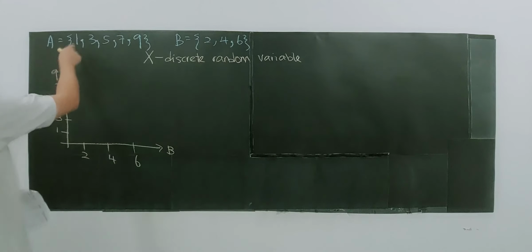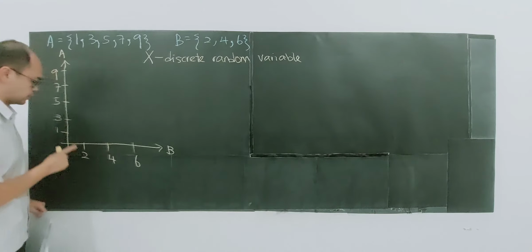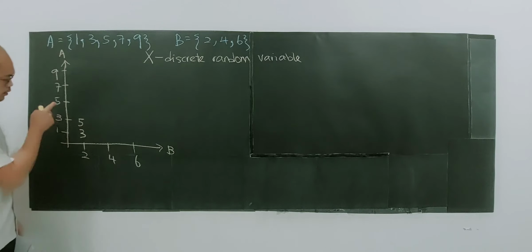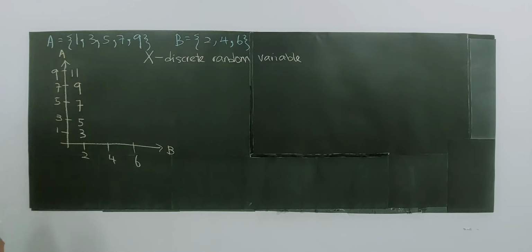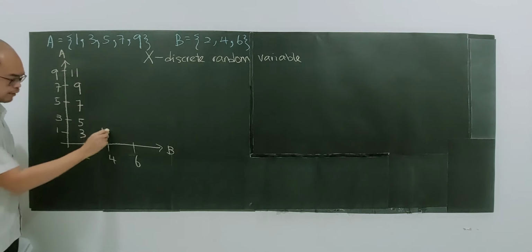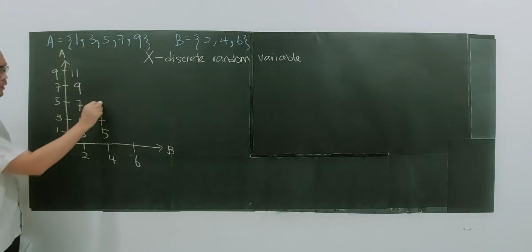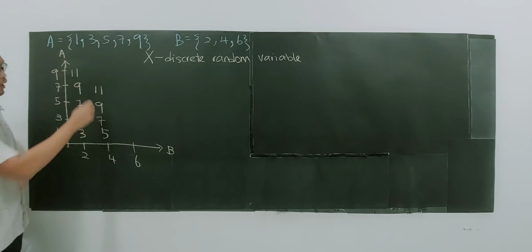So if you take 1 from box A, and you take another ping pong ball from box B, for example 2, the total score will be 3. Then 3 plus 2, we have 5. 5 plus 2, we have 7. 7 plus 2, we have 9. 9 plus 2, we have 11. We want to see how the score is distributed. So 1 plus 4, we have 5. 3 plus 4, we have 7. 5 plus 4, we have 9. 7 plus 4, we have 11. And 9 plus 4, we have 13.